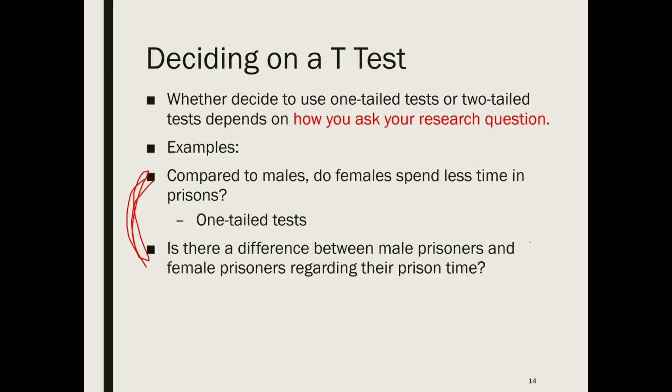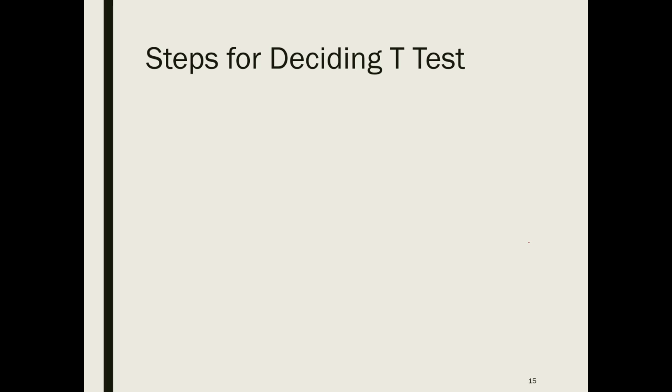Both ask about the time males spend in prison compared to the time females spend in prison. However, the research question "is there a difference between male prisoners and female prisoners regarding their prison time" does not tell you bigger or smaller, more time or less time. Therefore, we don't assume the direction. Maybe the male prisoners spend more time, maybe the female prisoners spend more time. So it is a real two-tailed test. It can go either way.